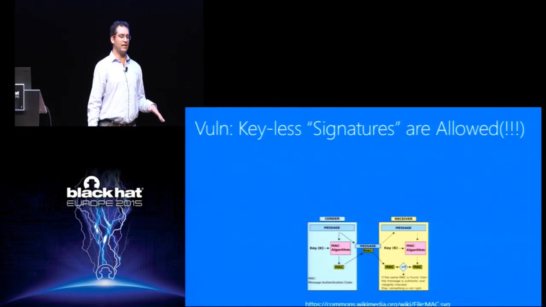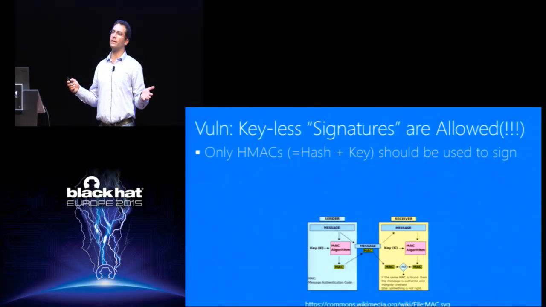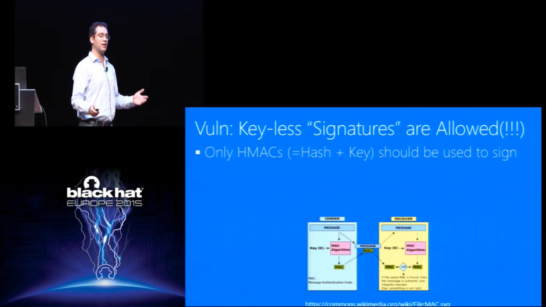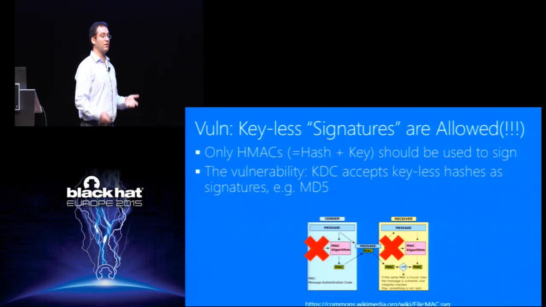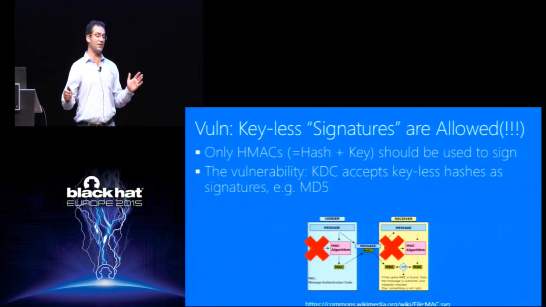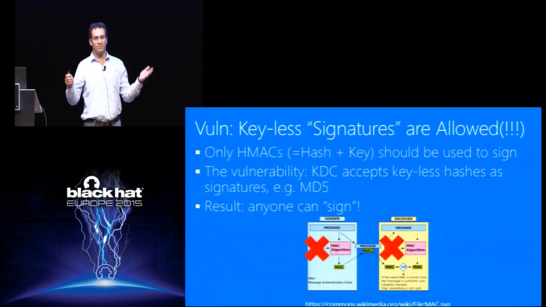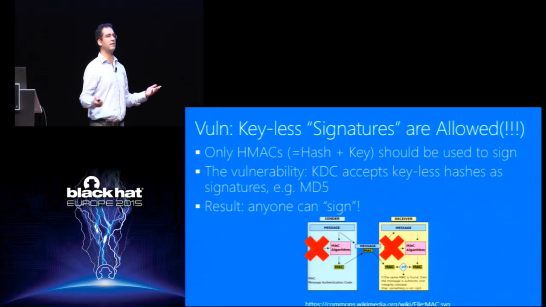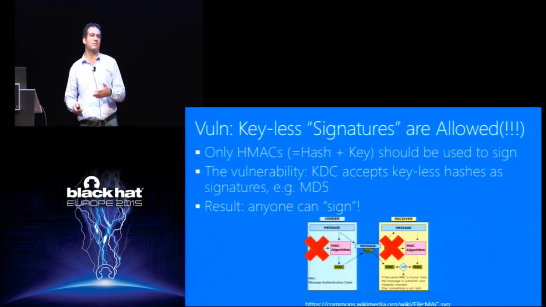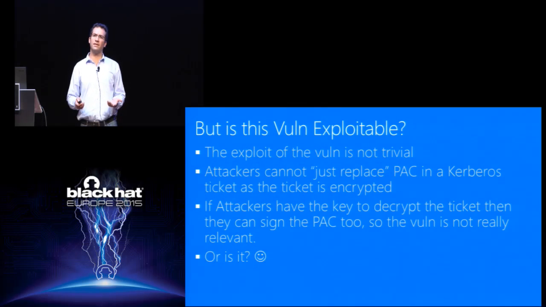And here is the essence of the attack, the vulnerability. The vulnerability was that keyless signatures were allowed. So in theory, in the specification, only HMAC, which means a hash with a key, should be used to sign. But the vulnerability was that erroneously, the KDC accepts keyless hashes as signatures. For example, you can sign this PAC with MD5, which means that anyone can sign, because there is no key, no secret element in this process. Therefore, there is no point in this signature. Anyone can sign it. But is it really that serious?